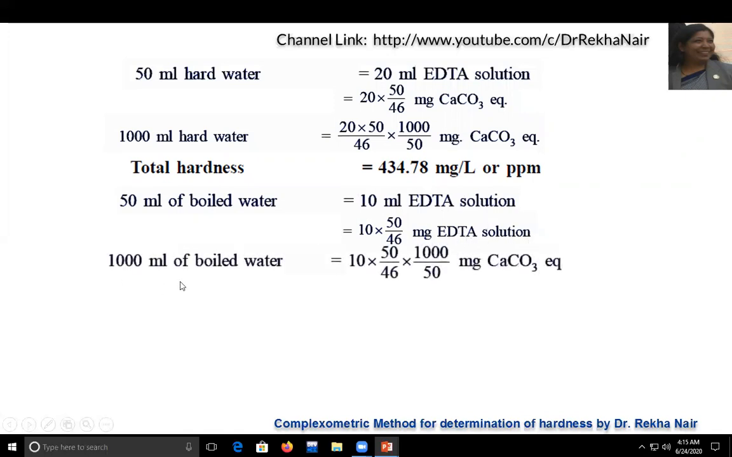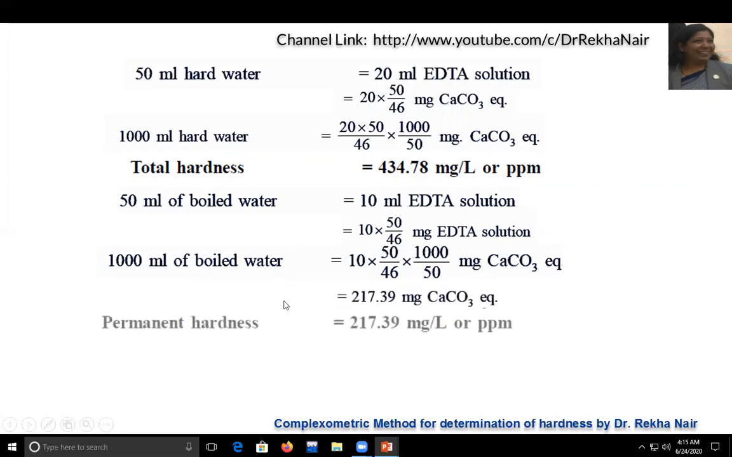So 1000 ml of boiled water must be how much? 1000 multiplied by 1000 divided by 50. So 10 into 50 upon 46 multiplied by 1000 divided by 50 milligram calcium carbonate equivalent. And this titration will give what? By boiling we had removed all the temporary hardness. So it should be the value for the permanent hardness. So 217.39 milligram per liter will be the value for the permanent hardness.